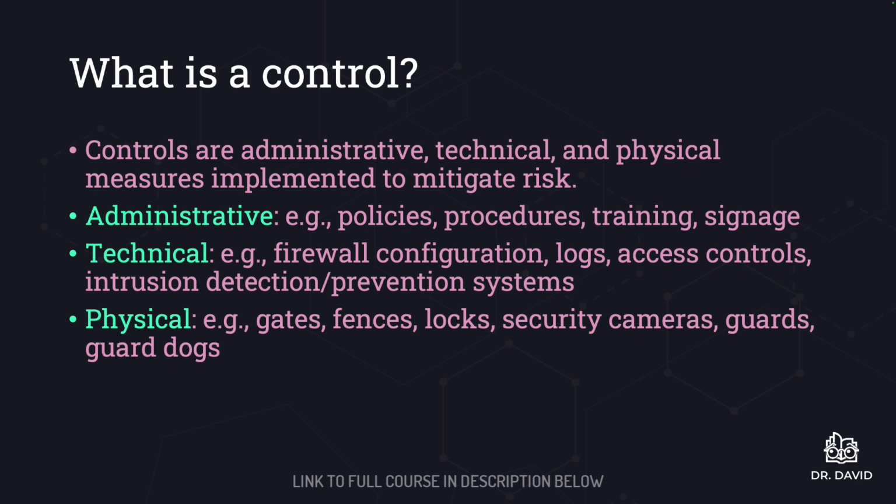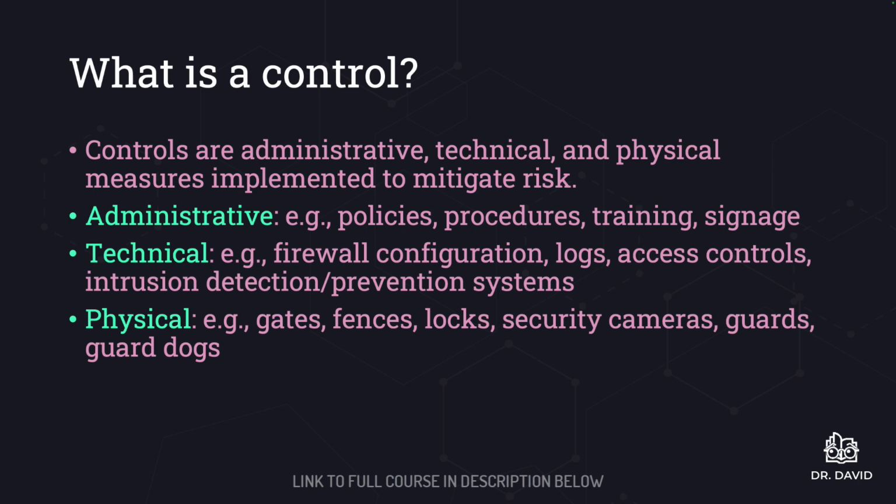You do need to know these three flavors of controls for the exam. Again, administrative, technical, and physical. And we're going to go over some examples here. Examples of administrative controls include policies, procedures, training, and signage. And so if I work in a hospital and I'm working with a lot of PHI, then it's really important that I receive training on the importance of proper handling of PHI. In this case, the training of employees on how to handle PHI is a type of administrative control.